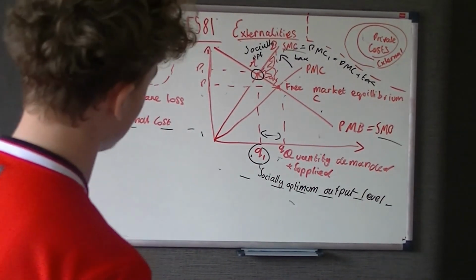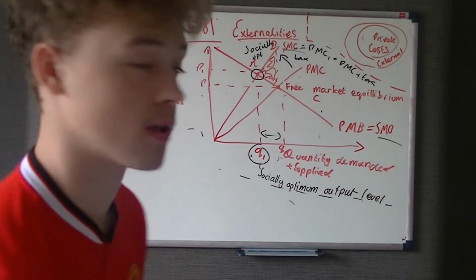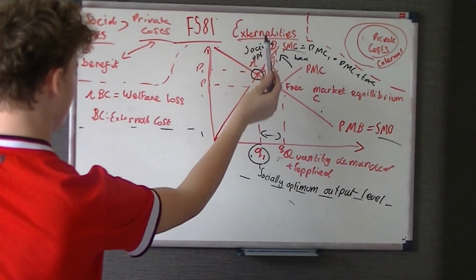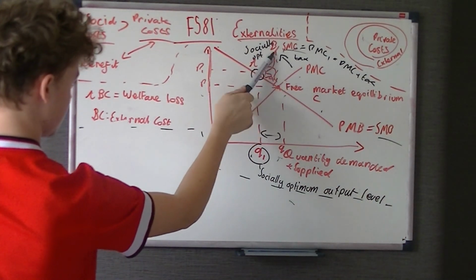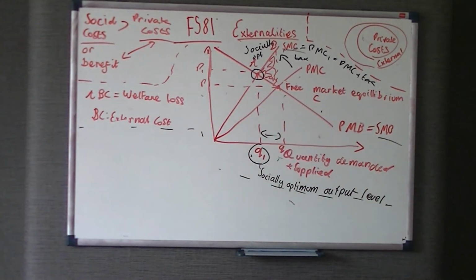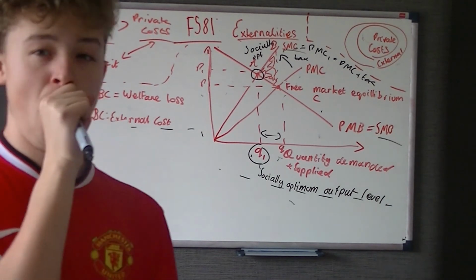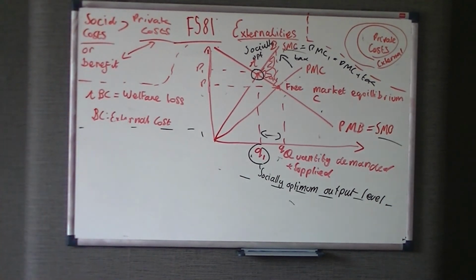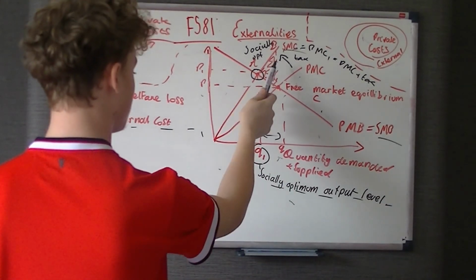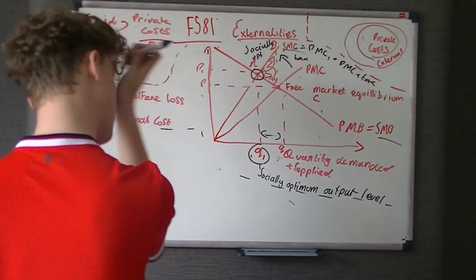Right. So what we've added, you can see I've drawn this in black, so you can see what we've added on. So we've added on circled A, so our new equilibrium. We've added the tax, and we've added the PMC1 equals PMC plus tax. As you can see, the aim of the tax is to increase the private marginal cost curve to equal the social marginal cost curve.